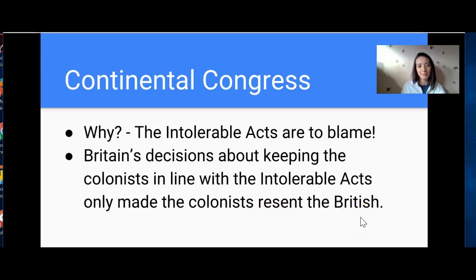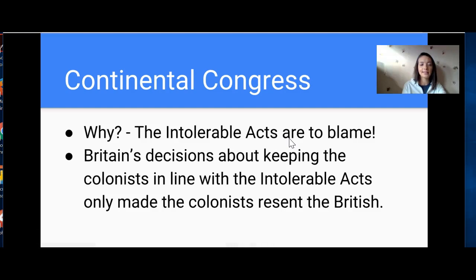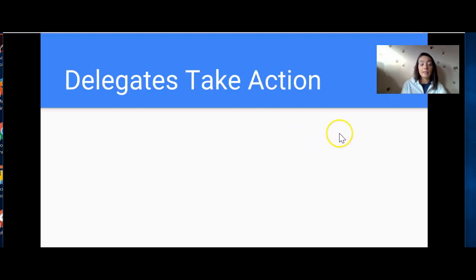So resent means that you don't like that person because of the decisions that they made. You have kind of a bad taste in your mouth for some of the things that they've done, as what King George III did to the colonists in the 1760s and the 1770s. Okay?